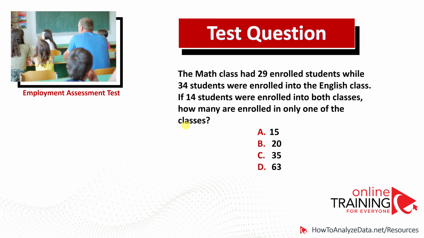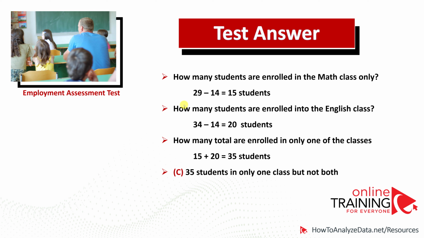Let's recap. We have groups of students that are enrolled into both English and math classes. To solve this challenge, we need to find students that only enrolled into one particular class, and then add them up to get to the correct answer. Hopefully you've nailed this question.